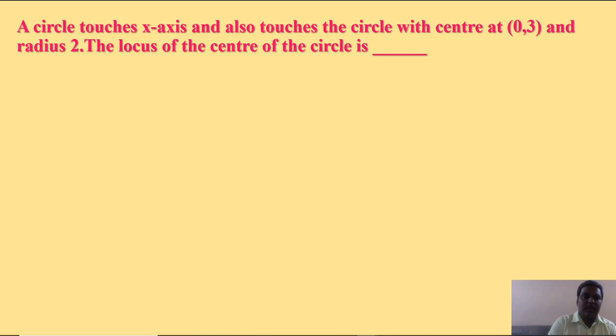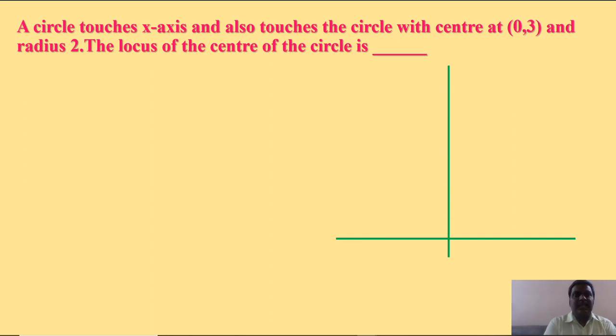Now let us try to draw the figure for the corresponding problem. Consider the coordinate axis. Right? What is the given fixed circle? Its center is at 0, 3 and having radius 2. That is the fixed circle. So what is its center? 0, 3 as shown in the figure. Right? This is C1.